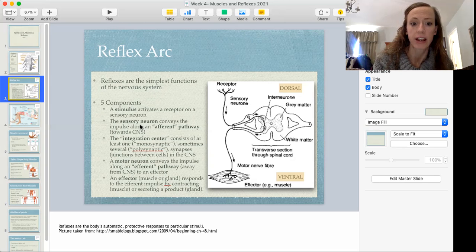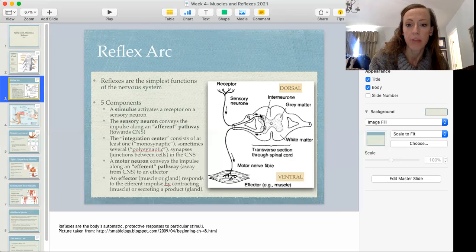And this is our second component of the reflex arc. The sensory neuron carries that message about the stimulus into the spinal cord. So this here is our receptor on the sensory neuron, which receives that stimulus. The second step is to send a signal into the spinal cord, and this is called the afferent pathway.